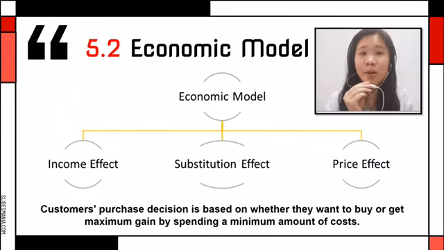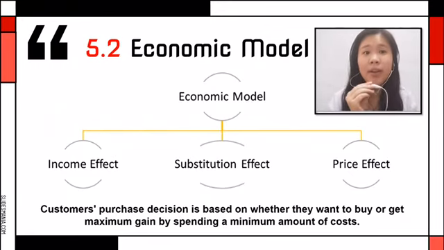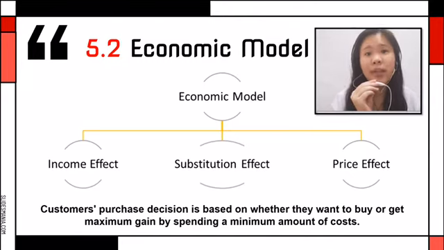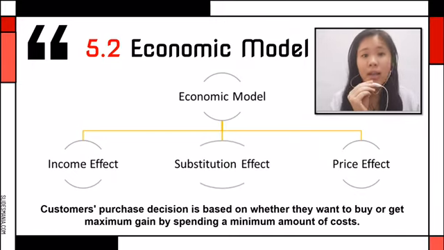The second model is the economy model. This talks about how a customer's purchase decision is based on whether they want to buy or get maximum gain by spending a minimum amount of cost. It has 3 effects, which are income effect, substitution effect, and price effect.